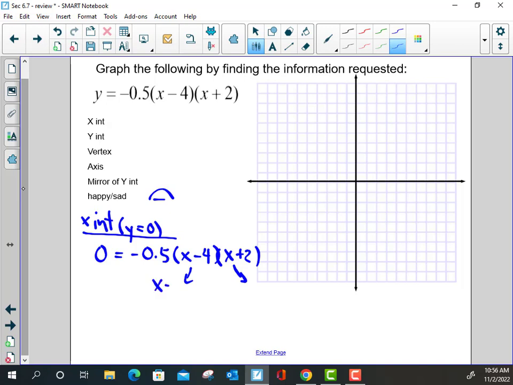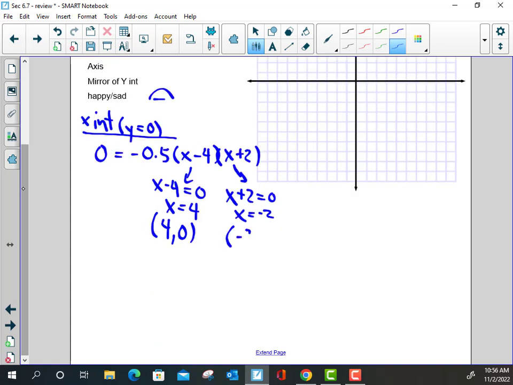If I set x minus 4 equal to 0, I get x equals 4, which means I have an x-intercept at 4, 0. And if I set this bracket to 0, and I solve, I get x equals negative 2, which means negative 2, 0 is my other x-intercept. So if I go to my graph and I plot those here and here, I know my axis of symmetry has to be exactly in between those two things.